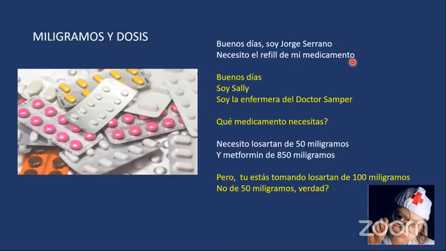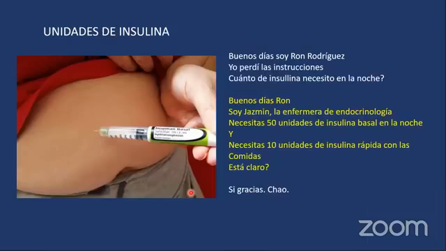So what issue is happening here? One thing is in the chart, one thing is what Jorge is asking for. Which medication, how many milligrams is in the chart? Losartan, 100 miligramos. Which medication, how many milligrams is Jorge taking? 50 miligramos. Okay, so let's go to the next slide here.